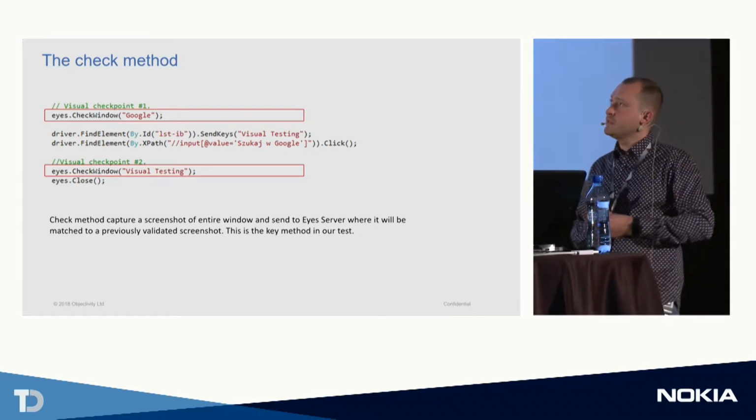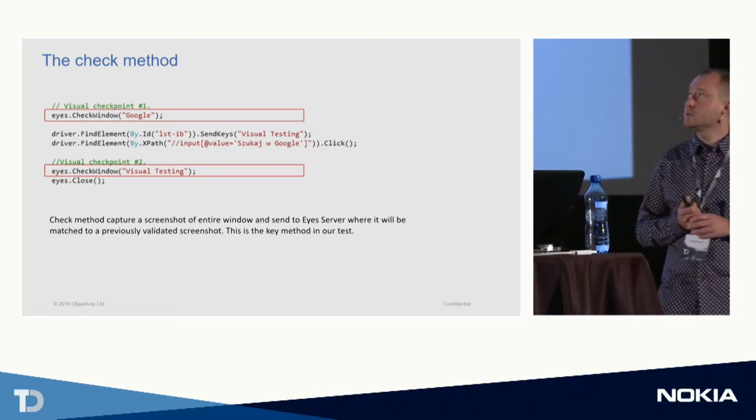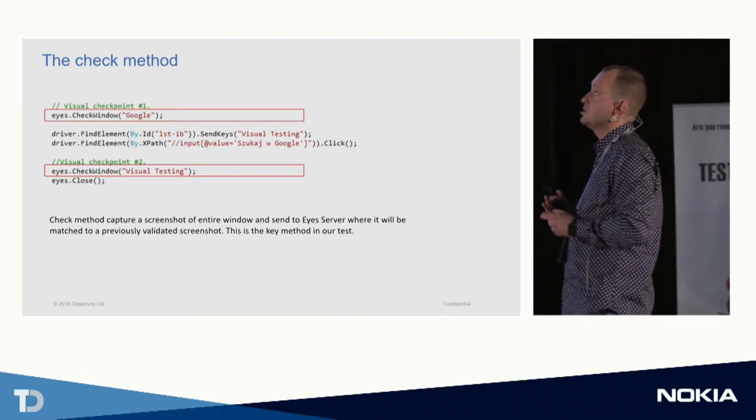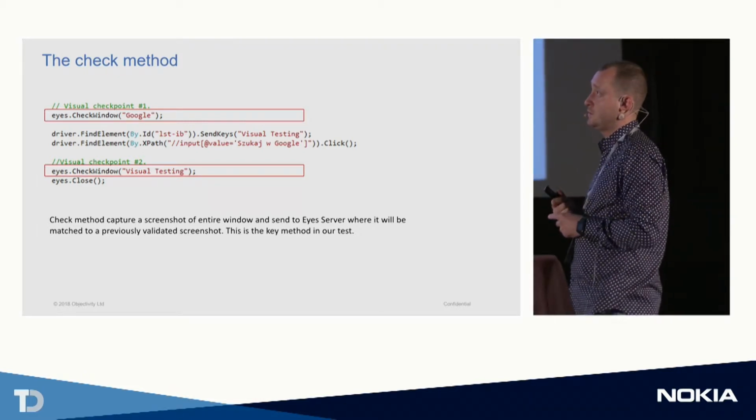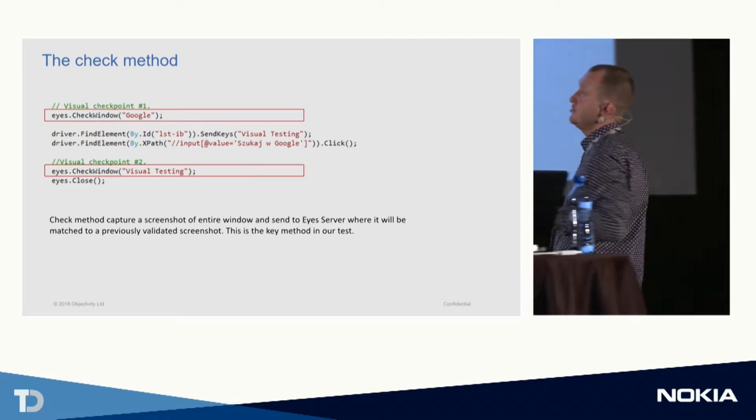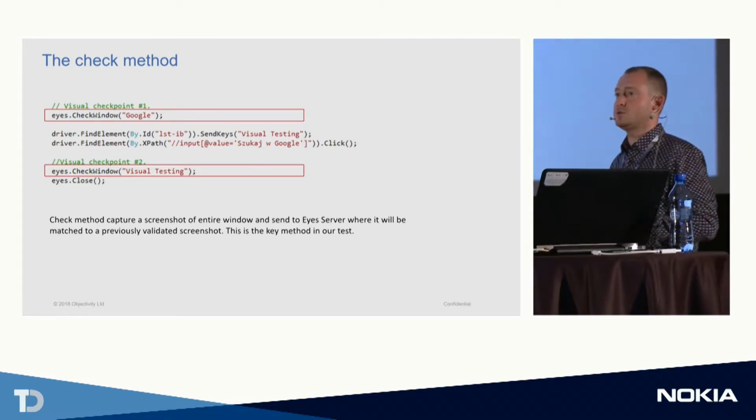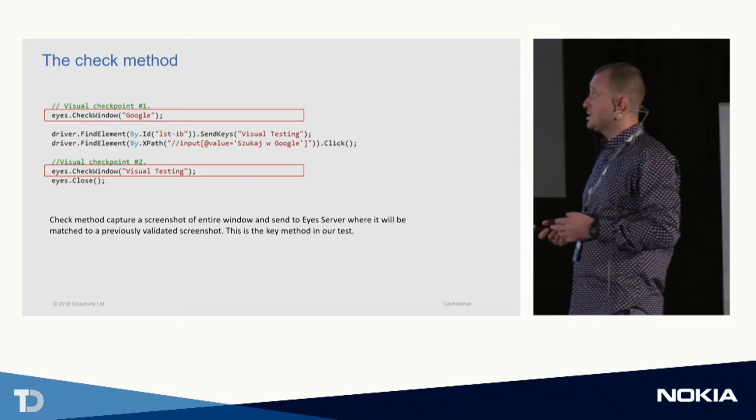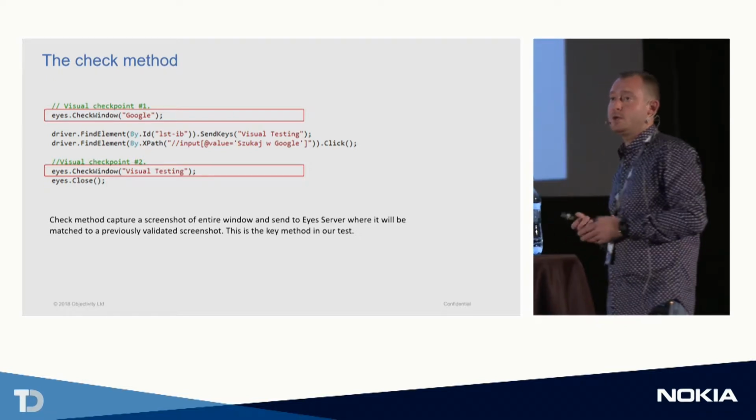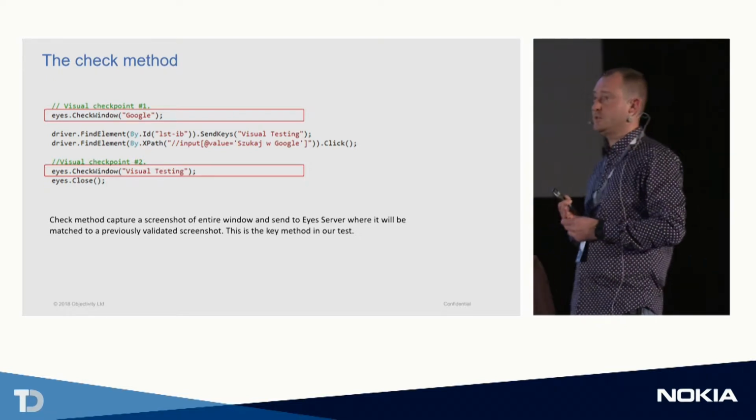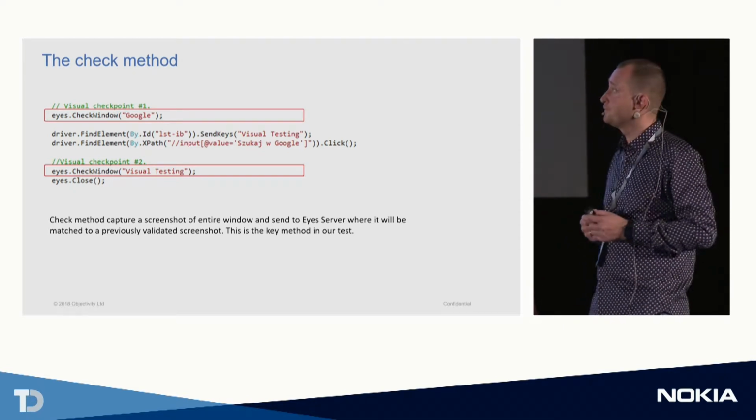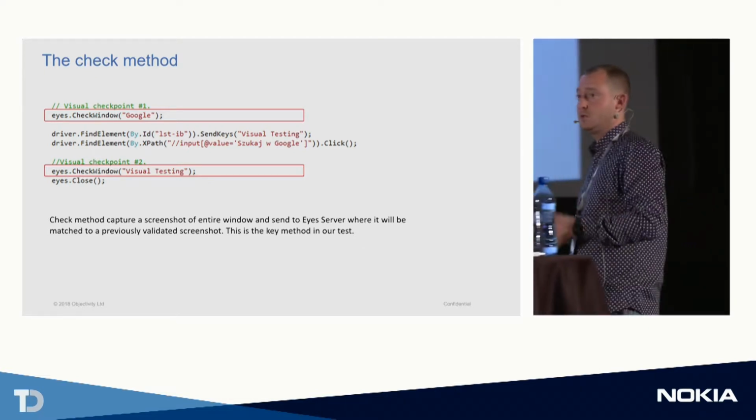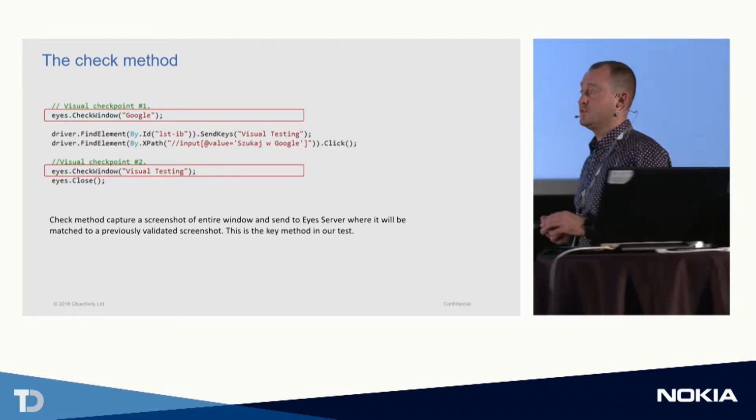So there is a very simple method, as mentioned before. This is checkWindow. This checkWindow creates a screenshot of the entire window and sends it to the server, as was also presented when we had the tester on the page. Then it sends the screenshot to our Test Manager and compares it with the baseline. So it is a key method for us to do this visual validation of the page.